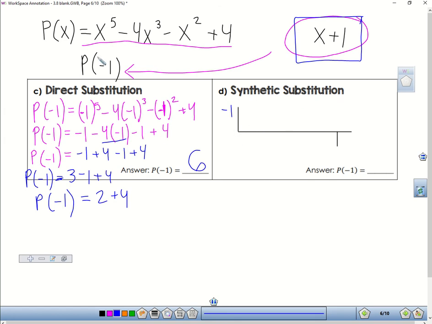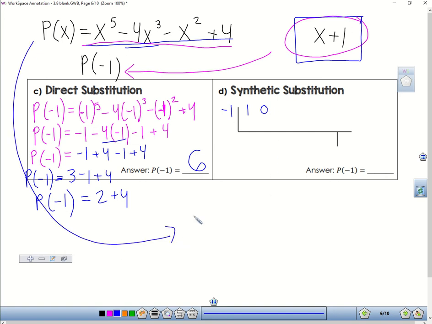Now we put the coefficients of our polynomial in. So, what is the coefficient of x to the 5th? What's the coefficient of x to the 4th? X to the 4th. That's x. You see what I'm saying? Yeah. So we have to put in that 0 placeholder. Everybody understand where the 0 came from?